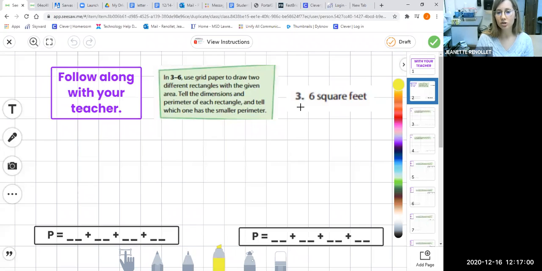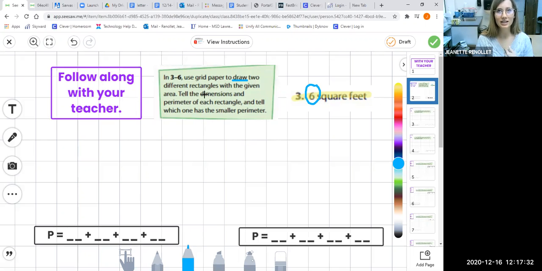Our problem is number 3, and it says 6 square feet. My directions tell me to draw 2 different rectangles with the given area. That means I need to make 2 different shapes that have an area of 6 square feet. We're going to do this together.